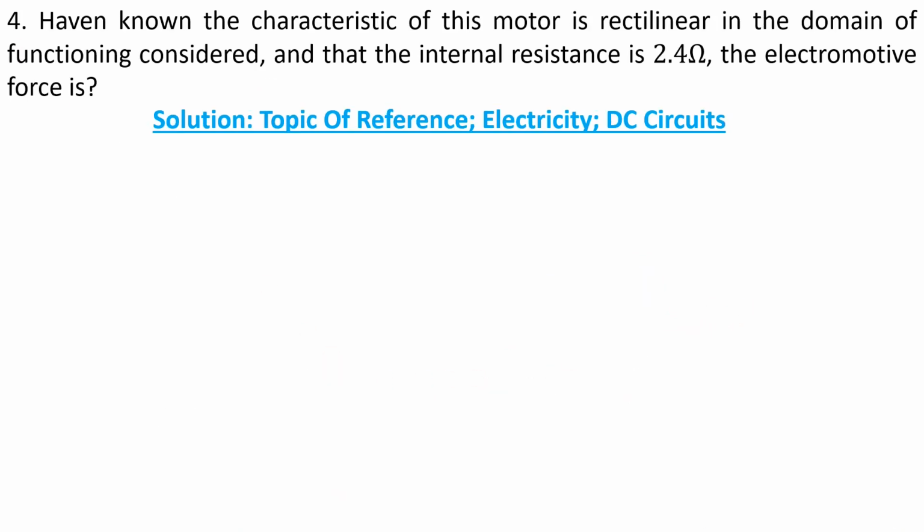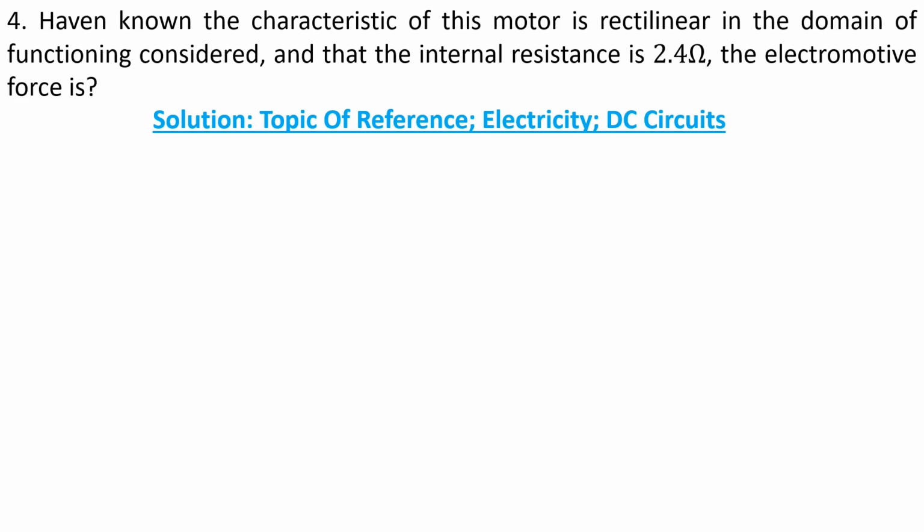Now let us look at question 4, which reads: having known that the characteristic of this motor is rectilinear in the domain of functioning considered, and that the internal resistance is 2.4 ohm, the electromotive force is. In this question they are talking about an electric motor you already know of. It's the same electric motor mentioned in question 3, so question 3 is related to question 4. We'll be using the physical quantities from question 3 to solve question 4.